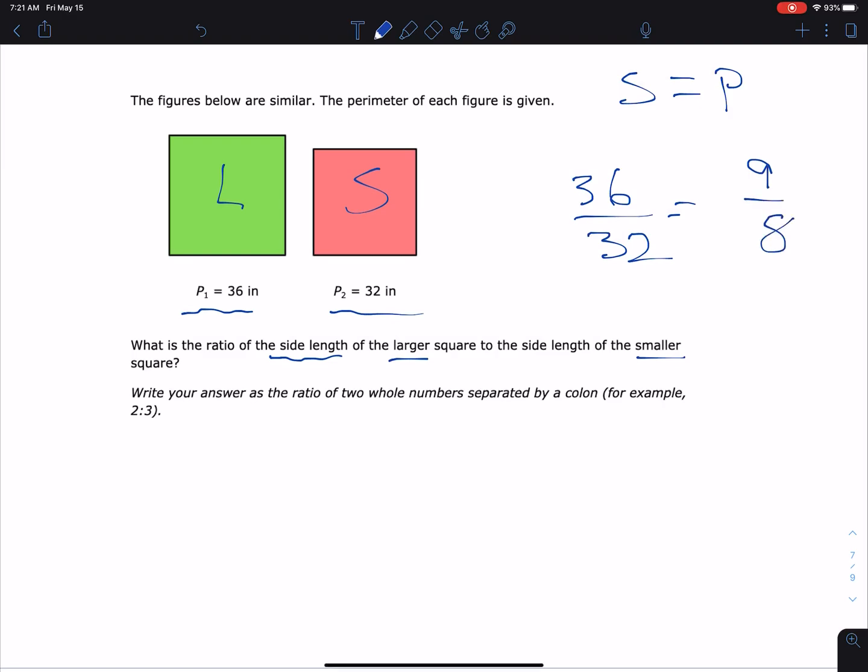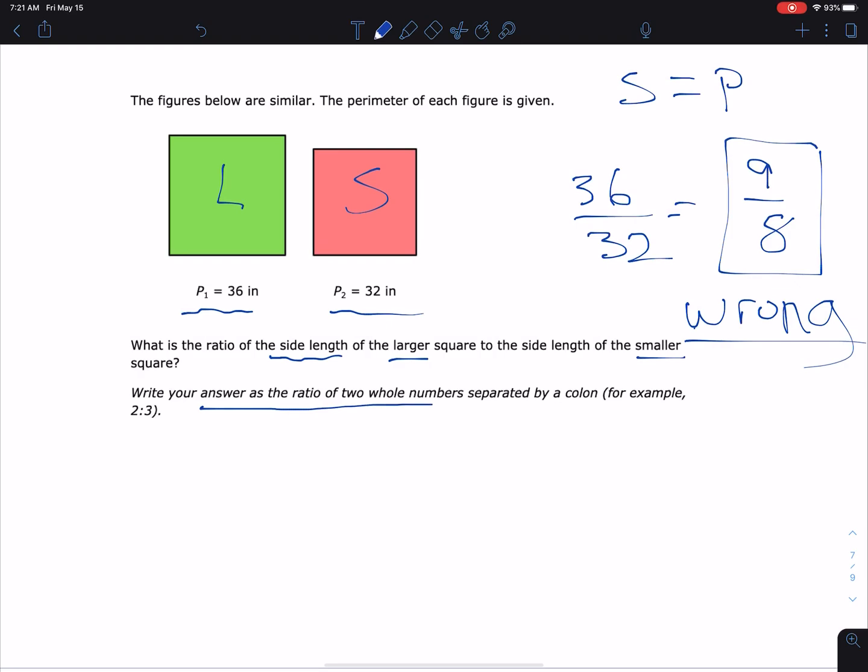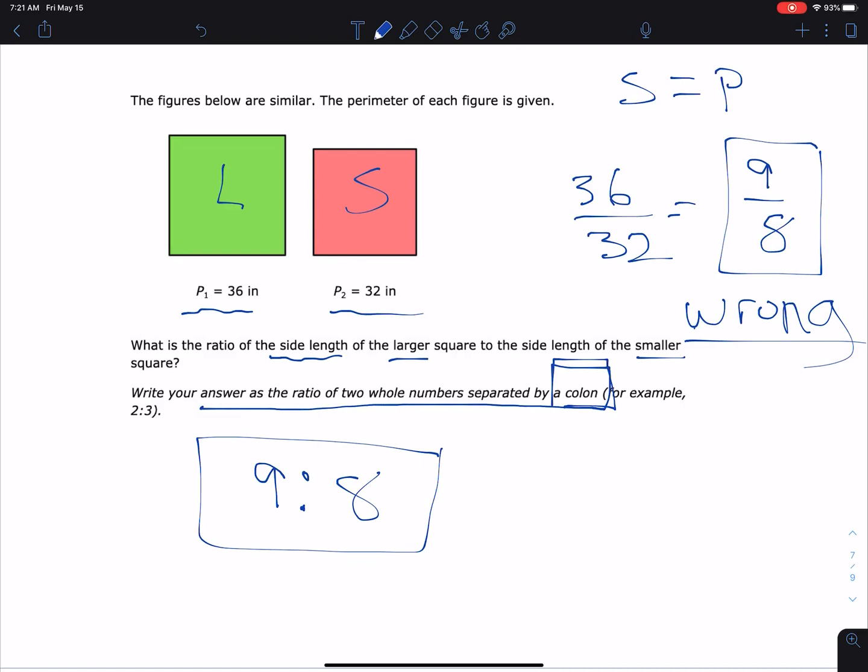All right, so here's the thing, guys. If you wrote your answer like this, they're actually going to say wrong, and you're going to be like, what? I'm right. And you are, but they're being very specific. Write your answer as the ratio of two whole numbers separated by a colon. So that means you would write your answer as 9:8. They're very, very specific. If they weren't specific, both would be right. But because they're giving you specifications, follow them.